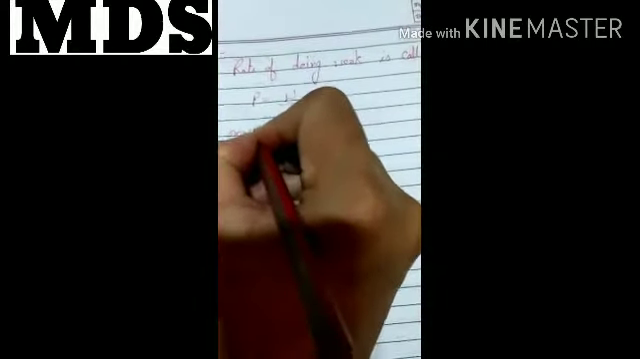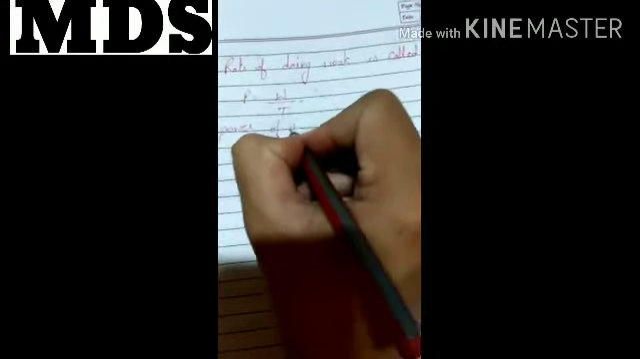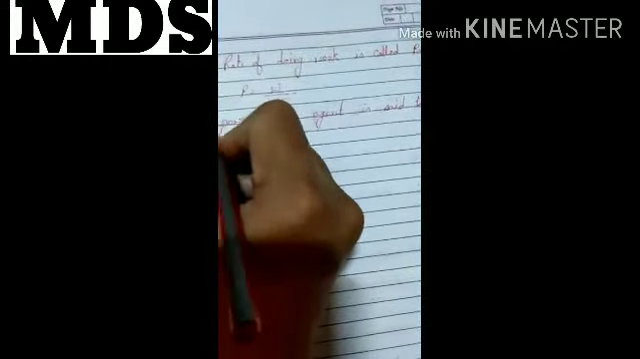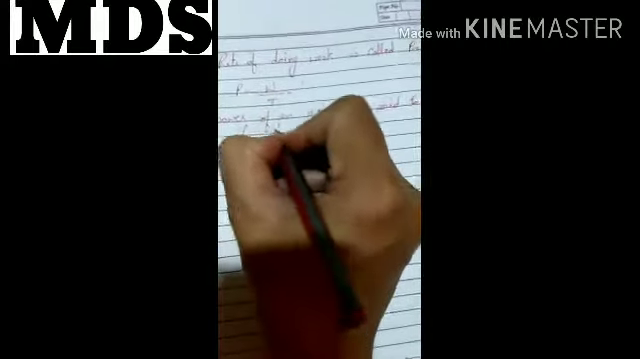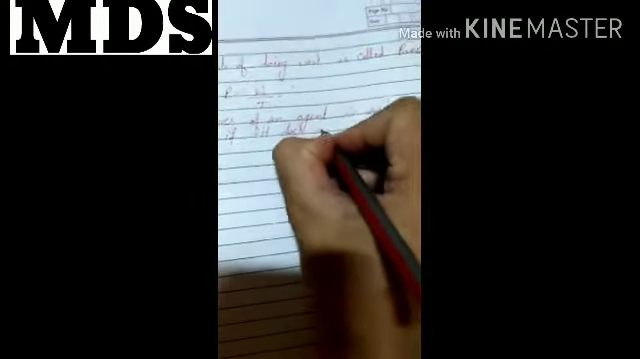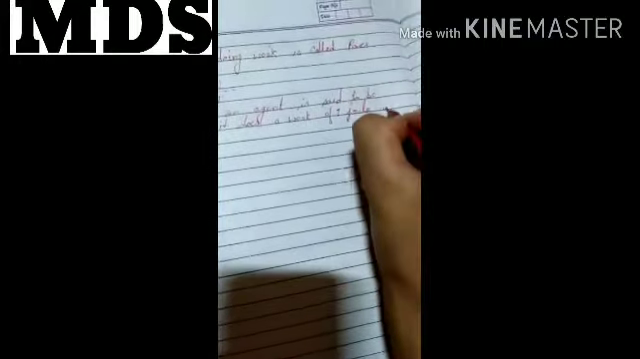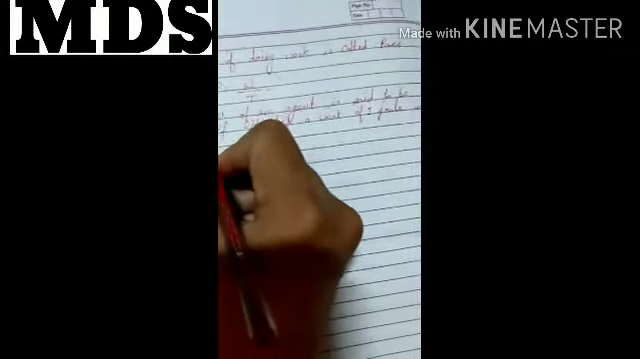The power of an agent is said to be 1 watt if it does work of 1 joule in 1 second. That is power.